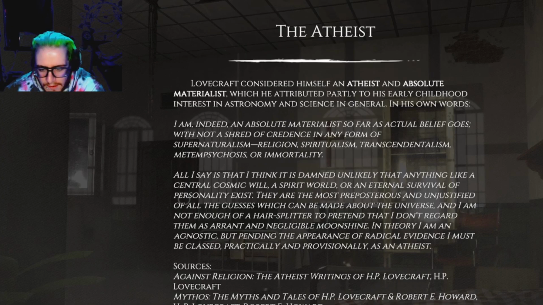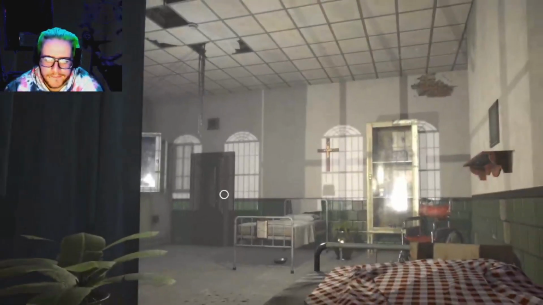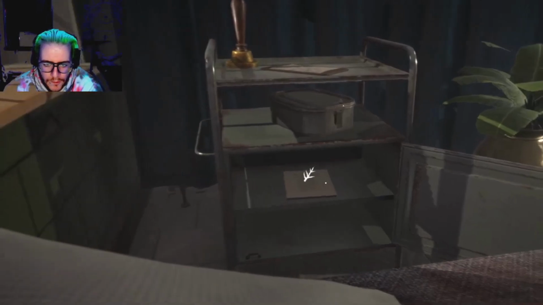Okay, yeah, my man was an atheist. He didn't really believe in anything. He didn't really believe that anything mattered. Kind of a nihilist in ideology, agnostic or atheist in religion.